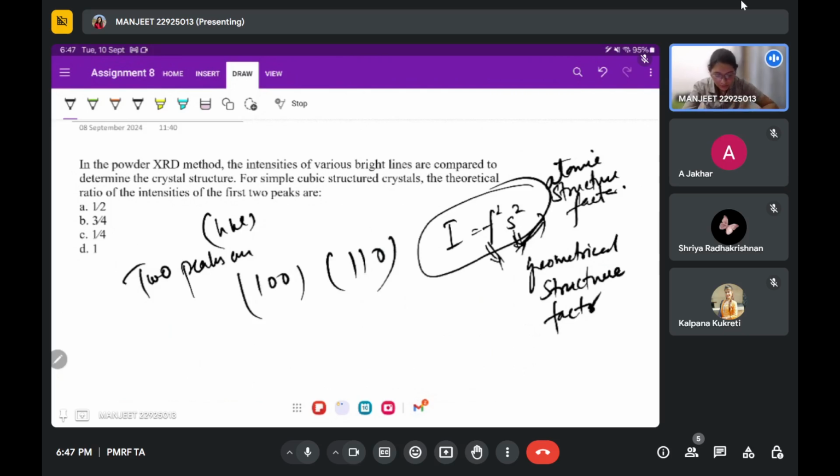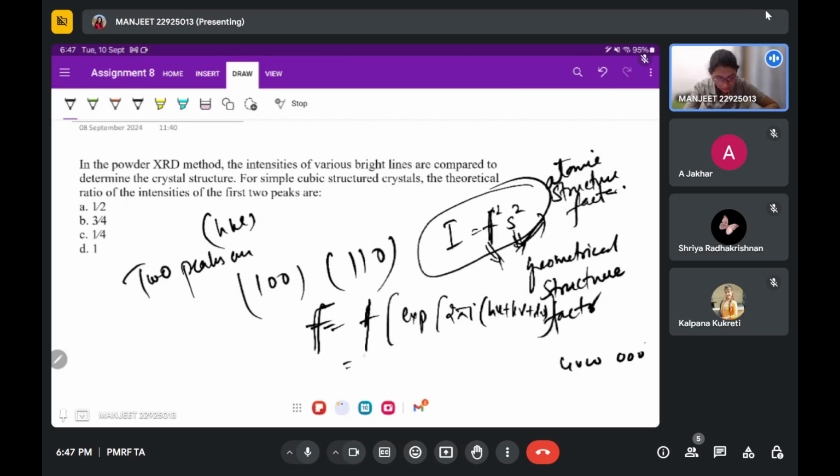If I calculate this, this will be the capital F, which is f times the exponential of 2 pi i (hu plus kv plus lw), and because uvw for simple cubic is 0 0 0, this is giving you f.